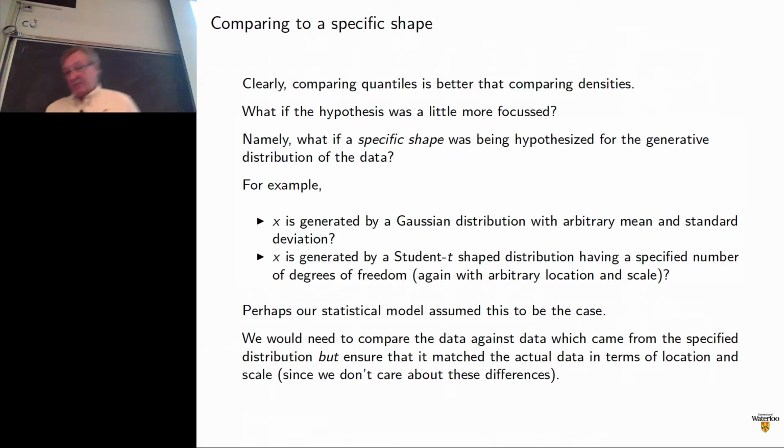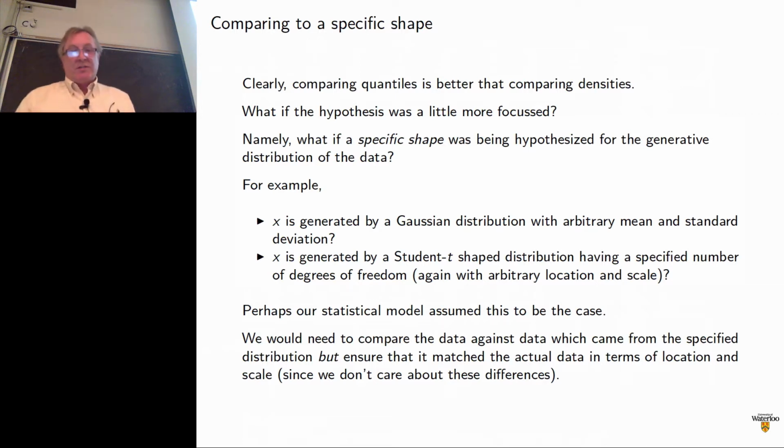So that's good because I'd already typed that clearly the quantiles were better. So I'm glad you guys picked that. So now the idea is, well, what if that hypothesis was a little more focused? Not just any shape, but what if it was a specific shape?